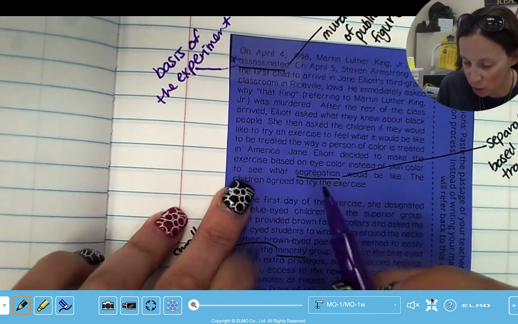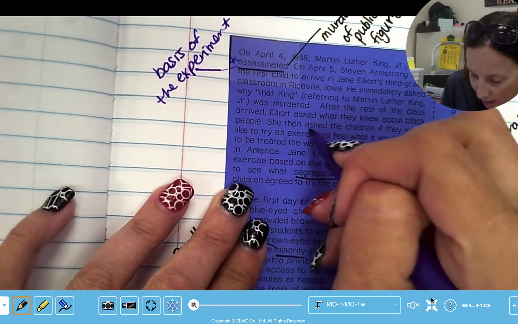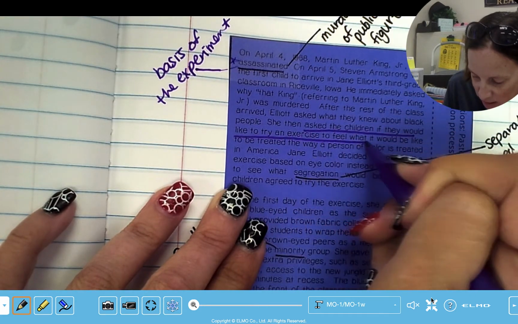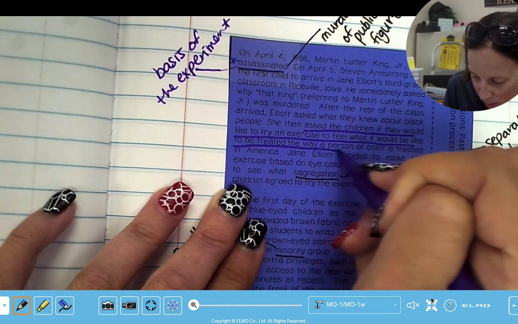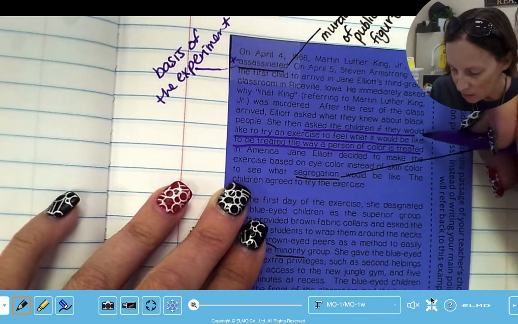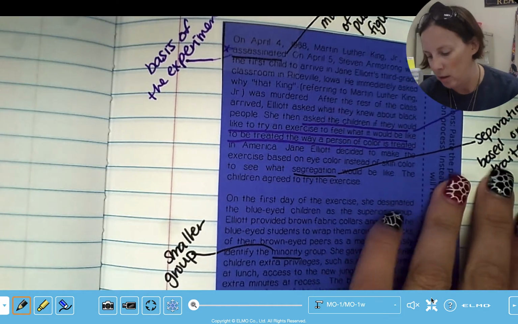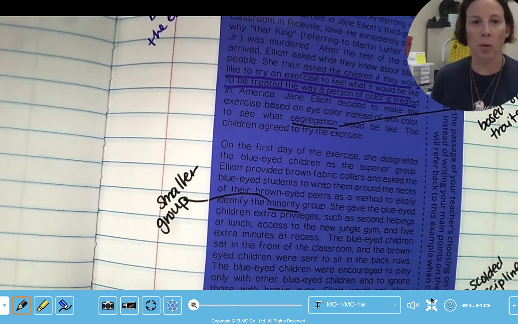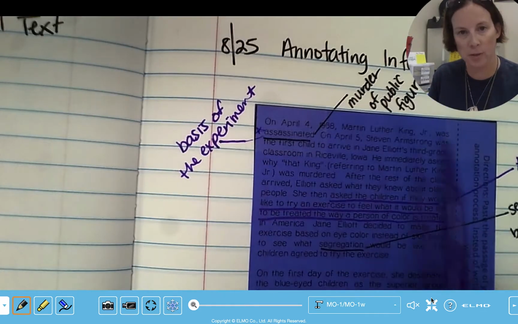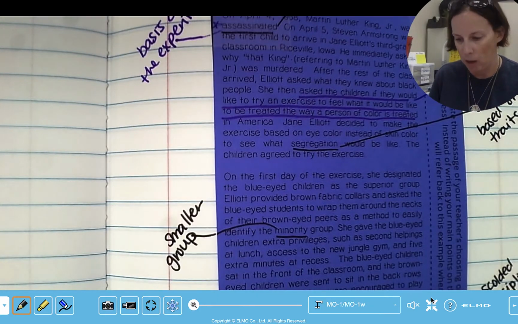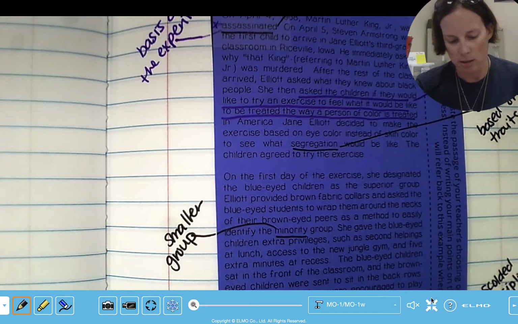They also thought her asking the children if they would like to try the exercise to feel what it would be like to be treated the way a person of color is treated. They felt like that was also important. Okay, so we only did the stars for this very first one. They did it on their own for the rest. Okay, then we did this next one where we put a question mark.